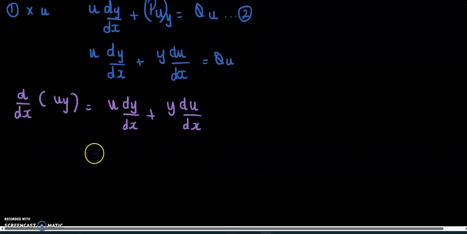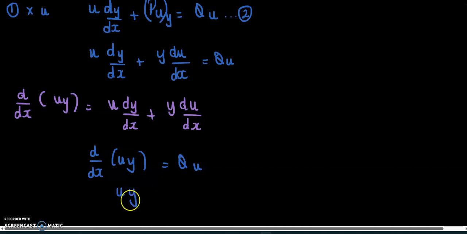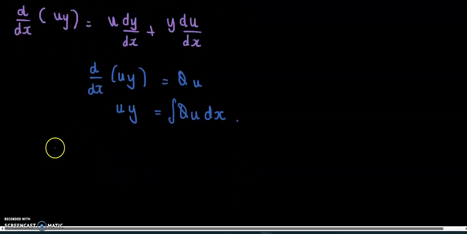So what we get now is that d/dx of uy is equal to qu. And uy is going to be the integral of qu with respect to x. And this is how we really find the solution to the differential equation using the integrating factor. And now the solution can then be easily obtained.